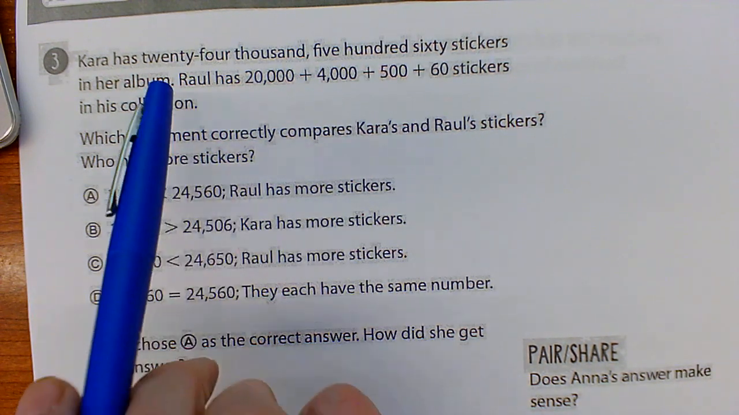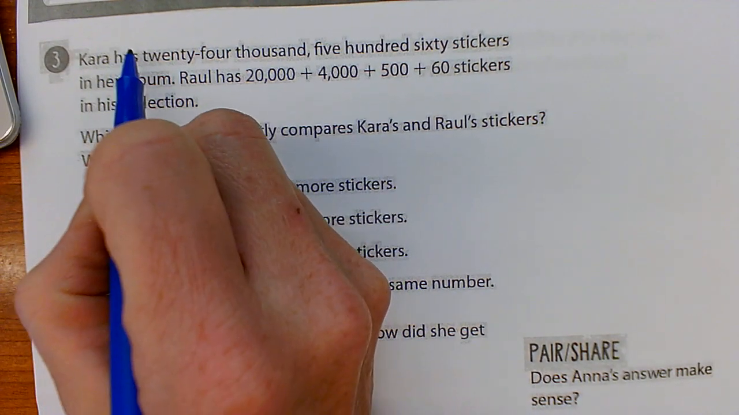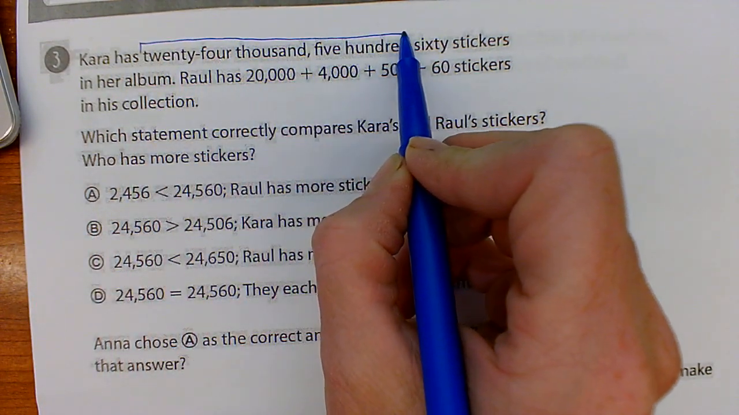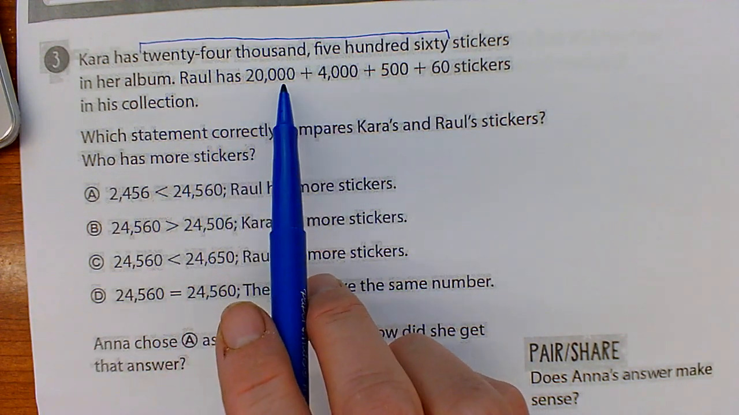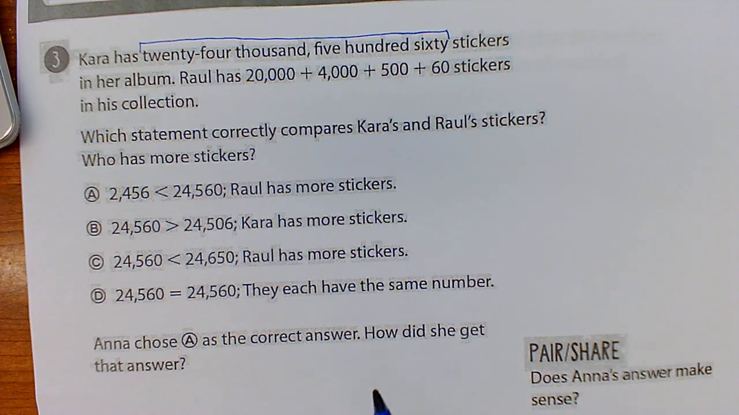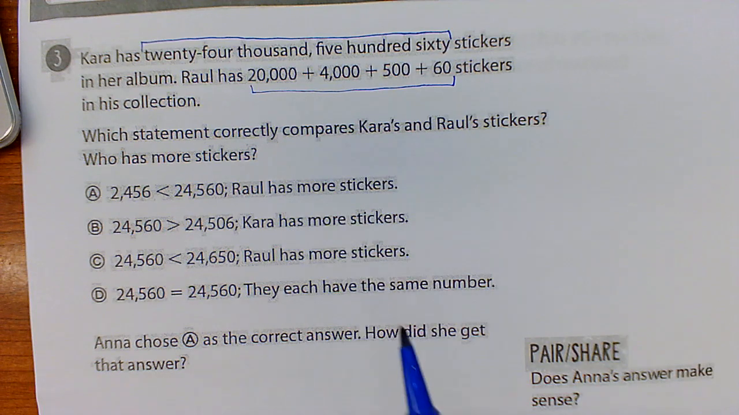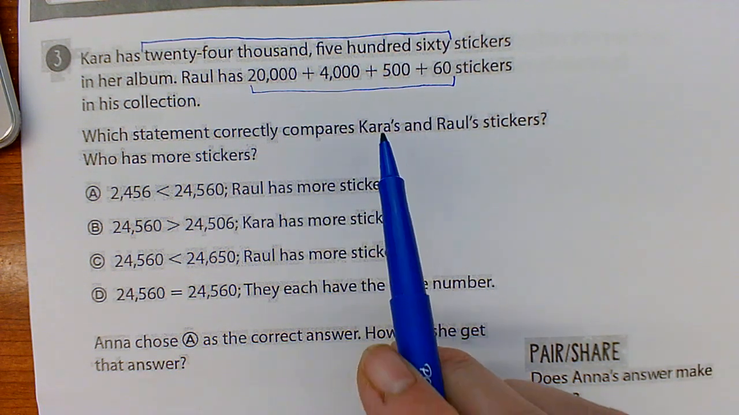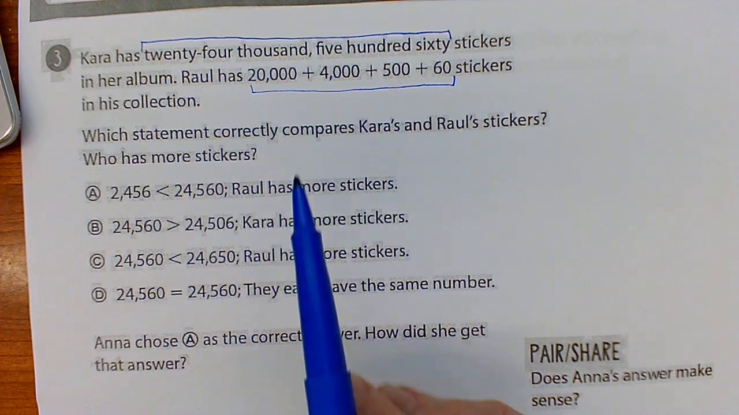All right, next question. So I want to look at this one because this is similar to some that we were working on today. Kara has 24,560 stickers. So this number is in word format right now in her album. Raul has 20,000 plus 4,000 plus 500 plus 60 stickers in his collection. So this one is in expanded form. Which statement correctly compares Kara's and Raul's stickers? Who has more stickers?